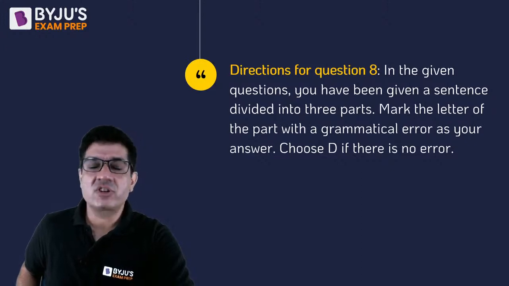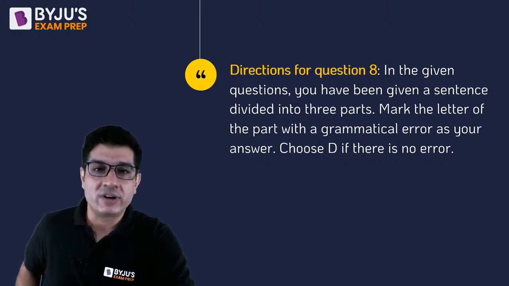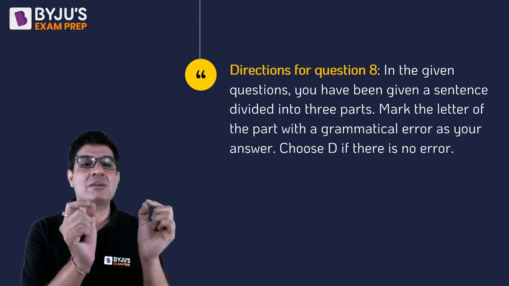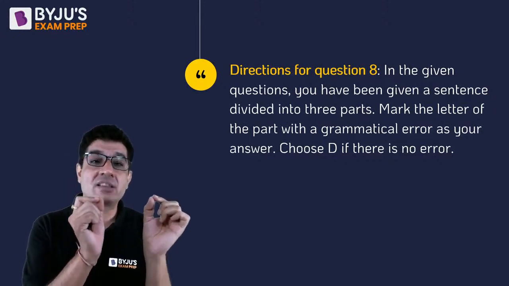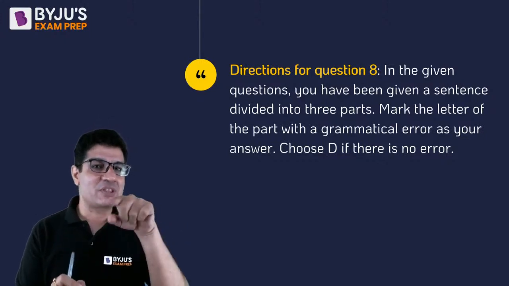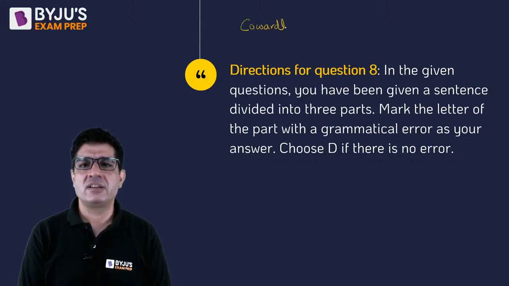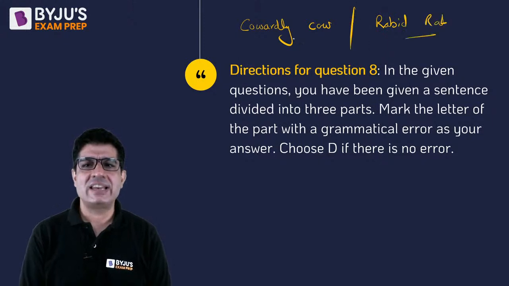Alliteration does not repeat the entire word. Alliteration merely gives you two words that happen to have the same consonant sound at the beginning. It's not about the entire word. Okay, so for example, if I say a cowardly cow, or a rabid rat, these are alliterations.